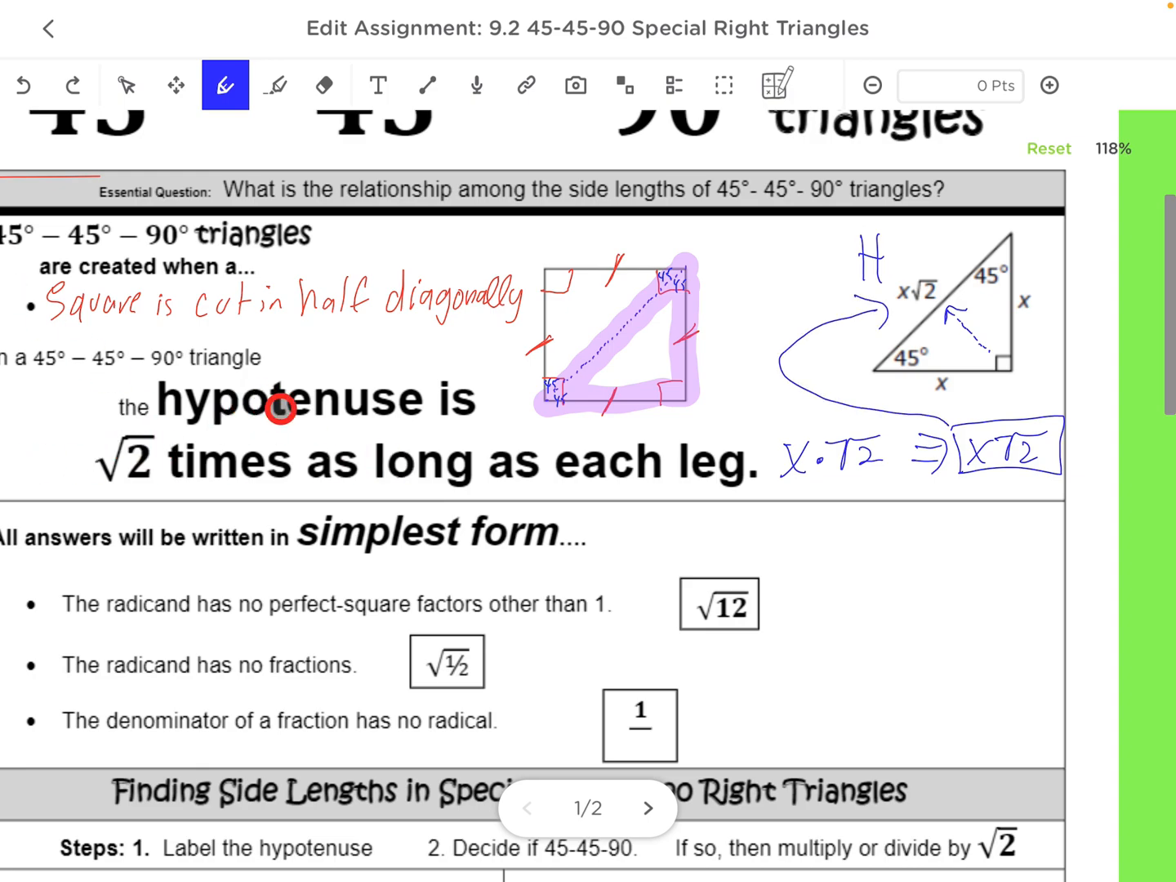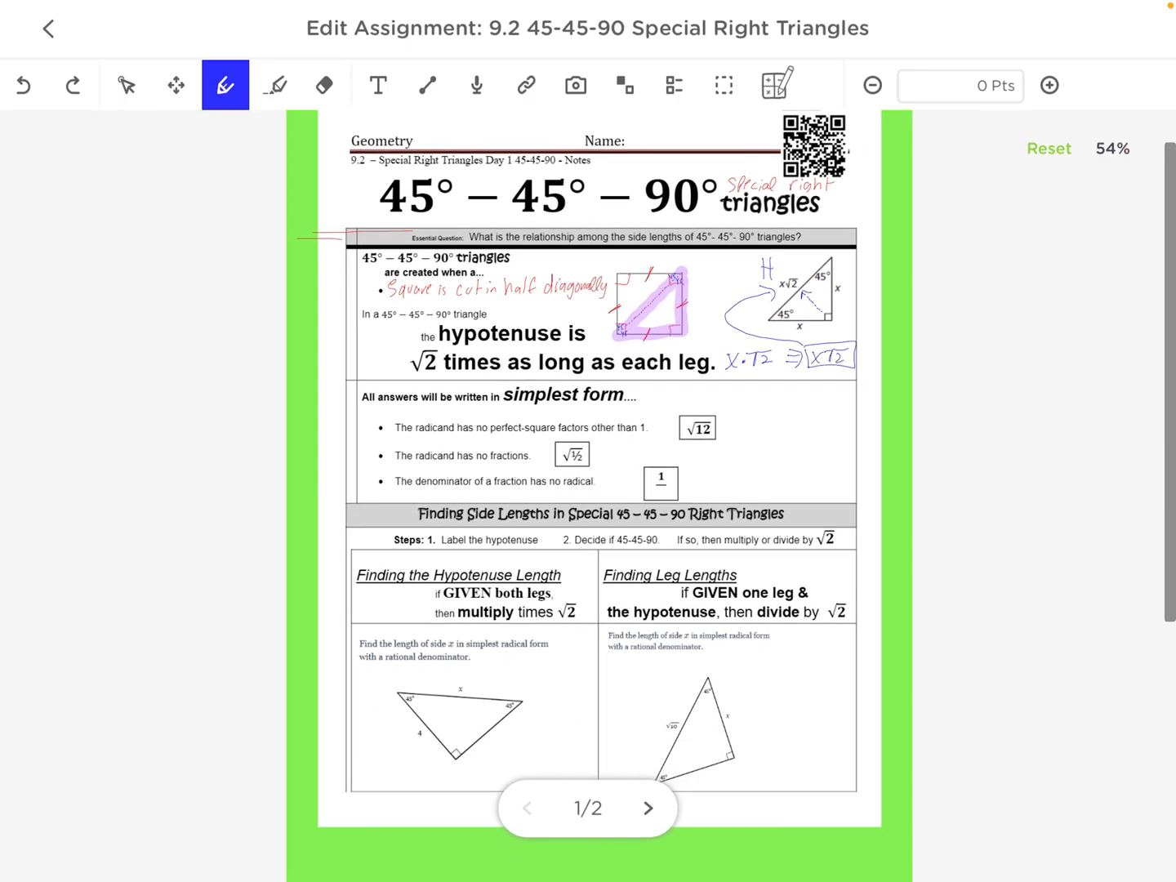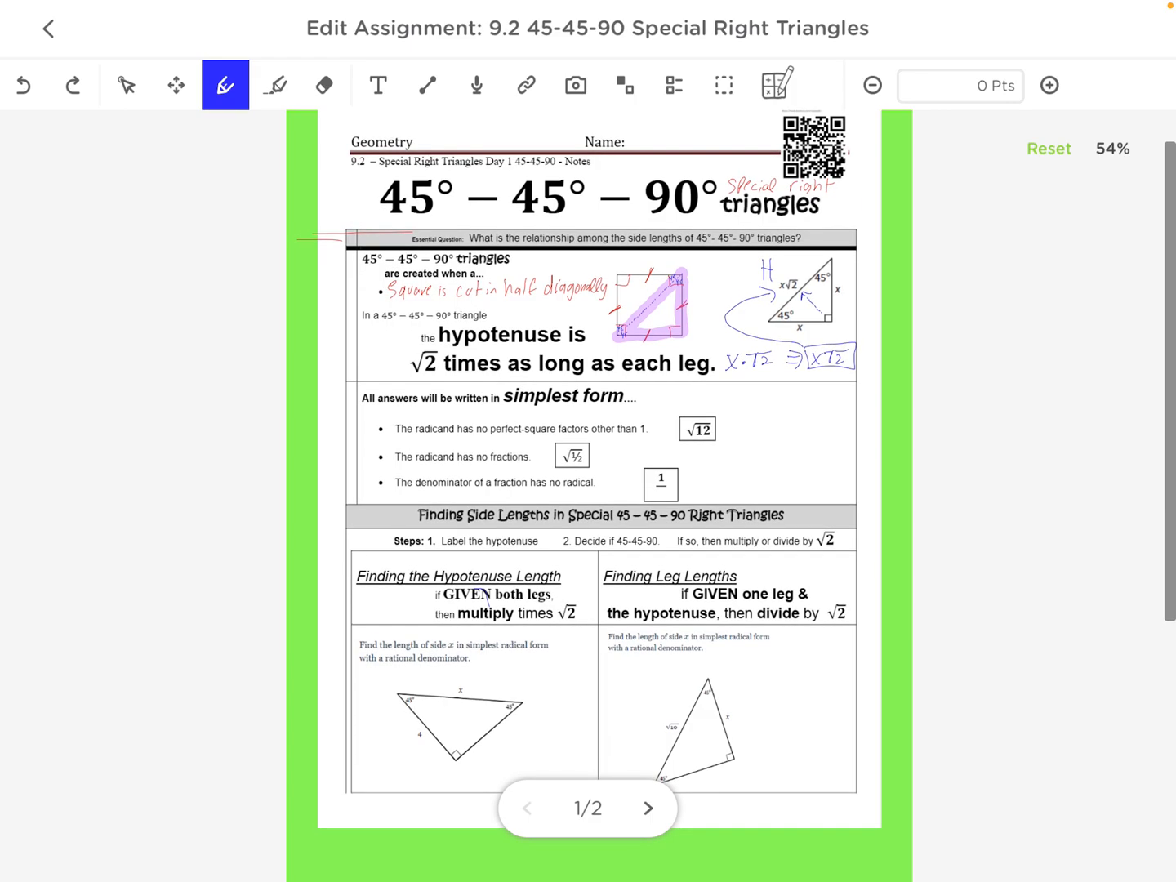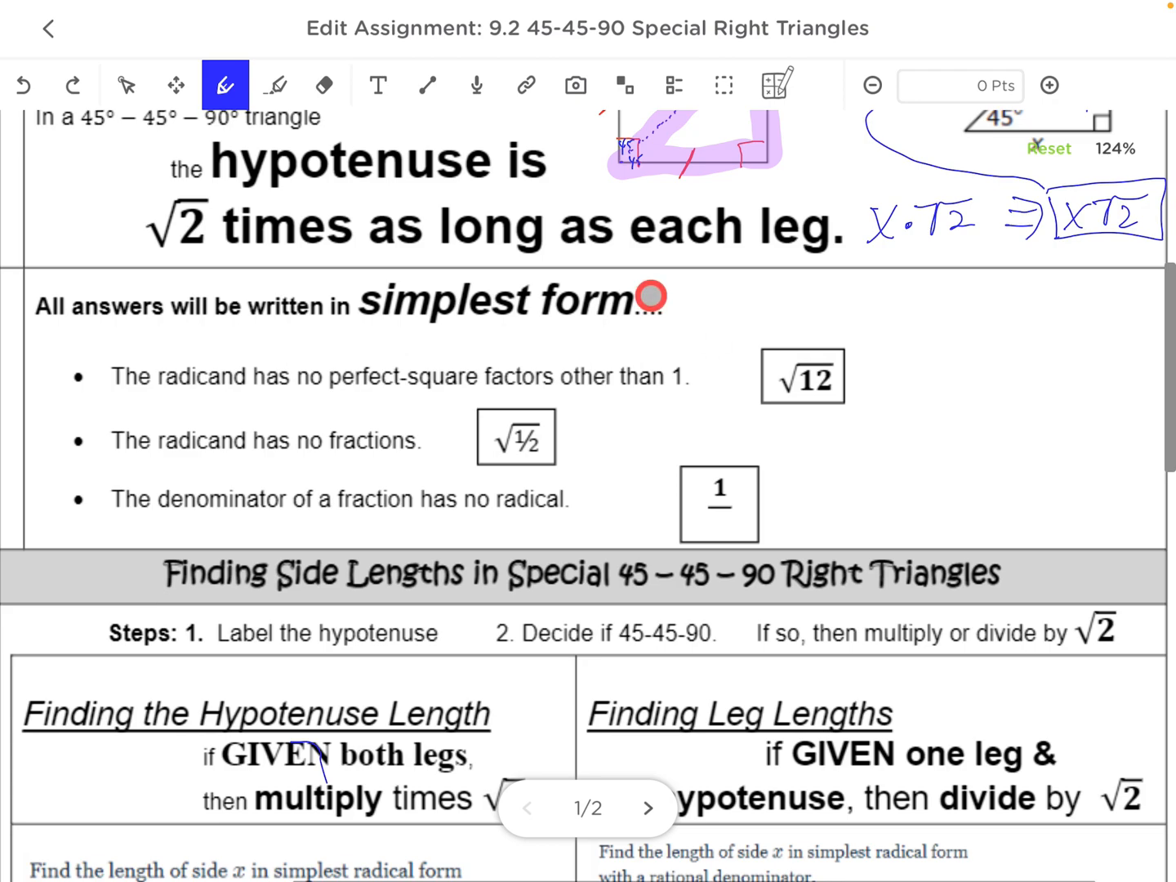All we do is take the leg and multiply it times the square root of 2. That's the basics of what we're doing today. We'll just manipulate that today and see how well that works once we practice. Hopefully this is making more sense as we see it again.